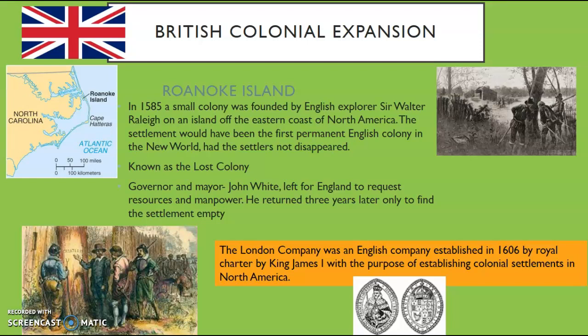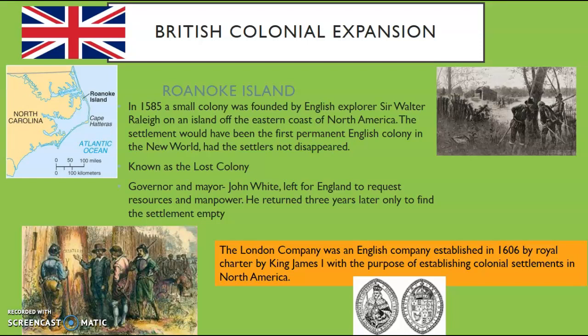And so that's sort of the Roanoke Island story, that they either ended up moving in and living with Native Americans in order to try to survive, or they all died. Something happened to them, but they were gone. The settlement of Roanoke Island was from the London Company, which was a British company, with the purpose of trying to set up these settlements.